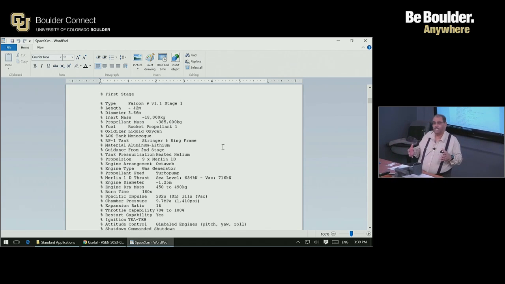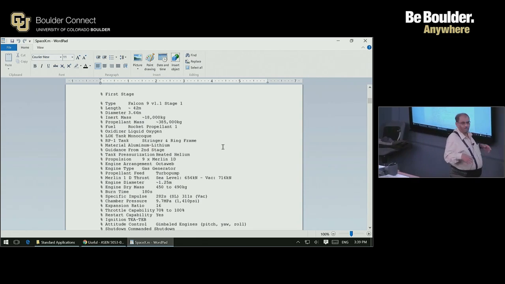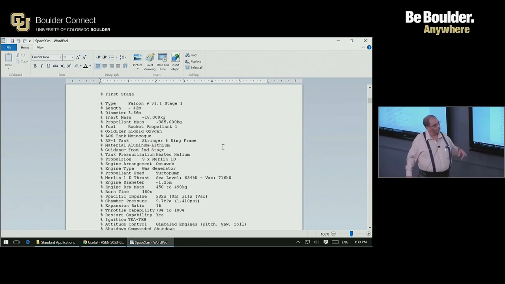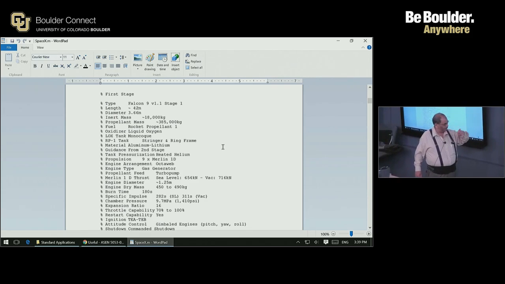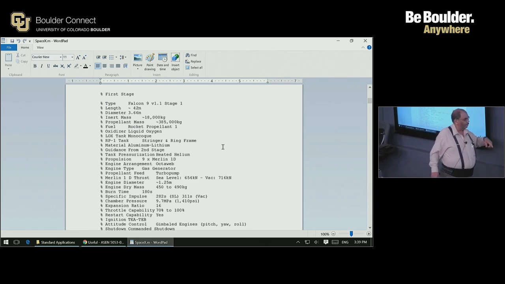Okay, and usually when you do the testing, you try to run the engine for longer than it is expected to operate, just to make sure it will work. So the impulse is essentially the integrated thrust. Okay, so those are the two definitions that you should remember.